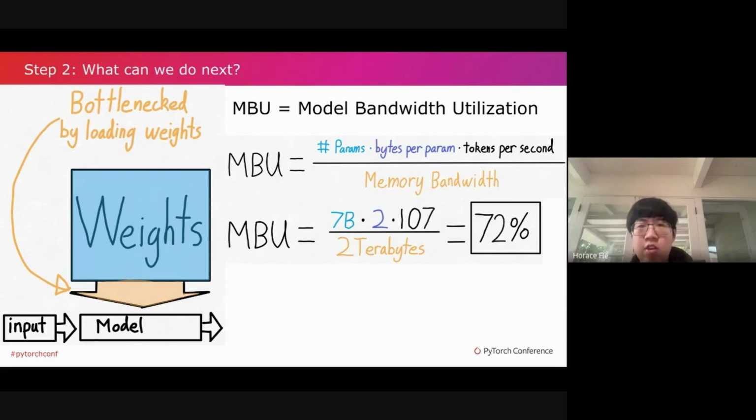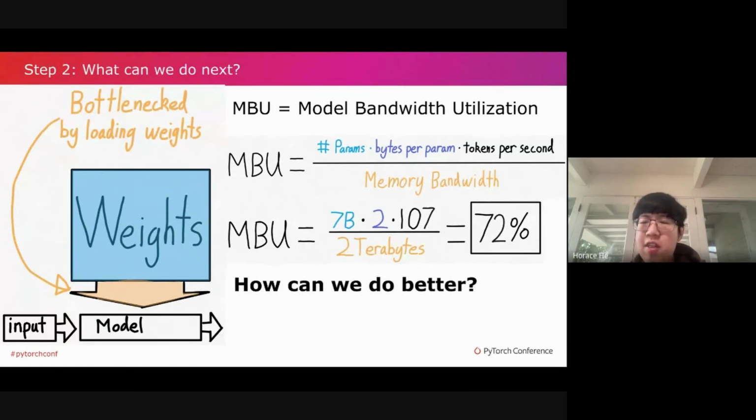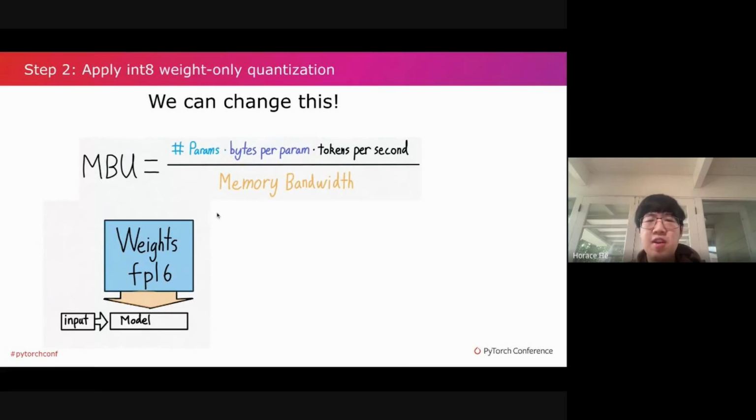This is a very good number for this hardware. You're not able to achieve anywhere close to 100% MBU, even if you're only doing a copy. So what this means is that we are already very close to the theoretical limit of how efficiently this can run without any other changes to the setup. Given that, how can we possibly do better and improve our performance? The main thing is that we can take a look at our formula and change some of these numbers.